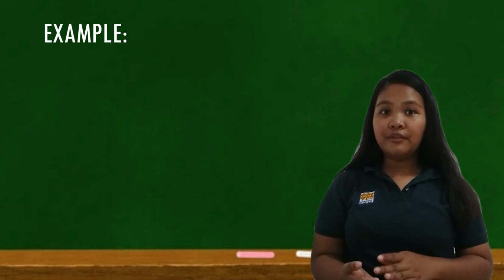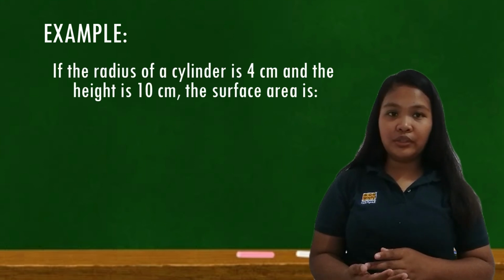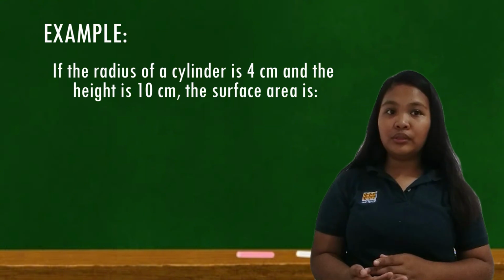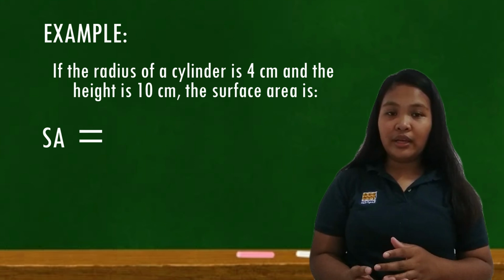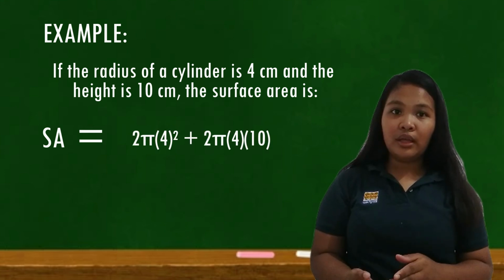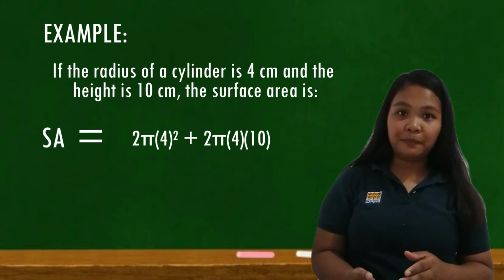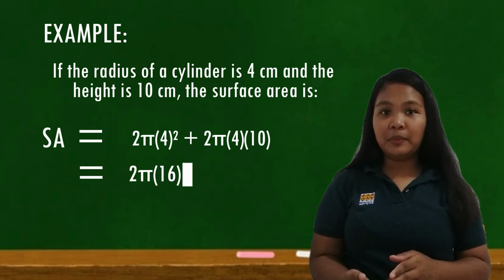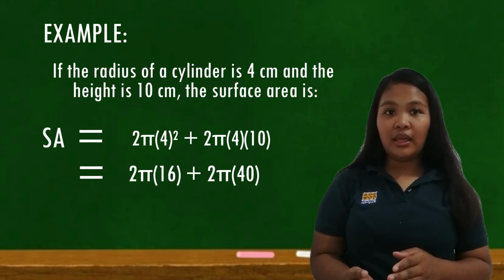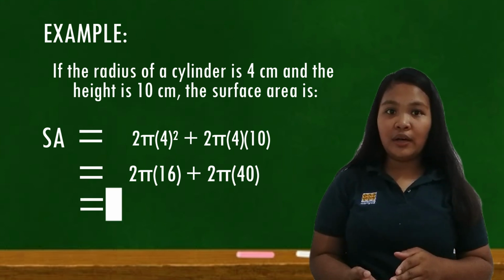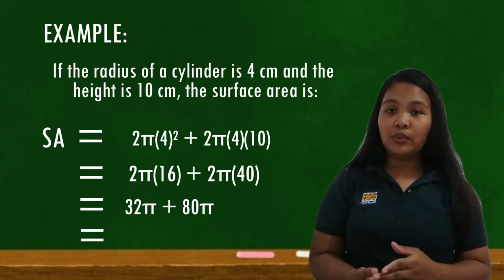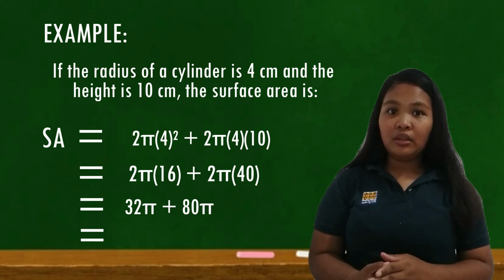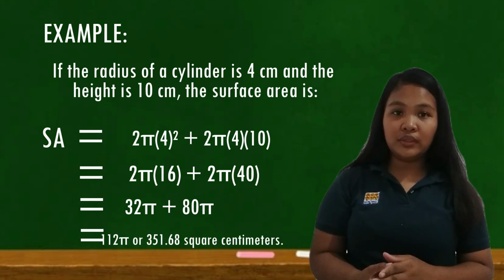For example, if the radius of a cylinder is 4 centimeters and the height is 10 centimeters, to compute the surface area, we have to get the product of 4 squared and 4 times 10. Next, we have to multiply 2 and 16, and 2 and 40. Now we have to add 32 and 80. Now if you multiply it by pi, we get 351.68 square centimeters.